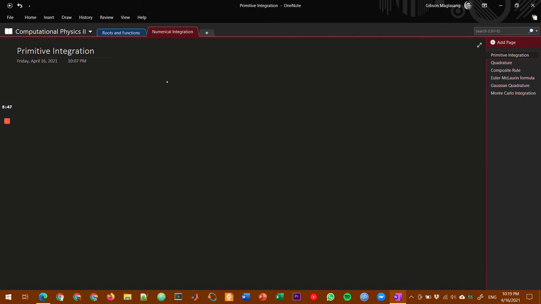Okay. It's easy. So if you have your curve here, your function f of x. Okay. So integration is just finding the area under the curve of this function, let's say function f. So that's the basic idea of integration.